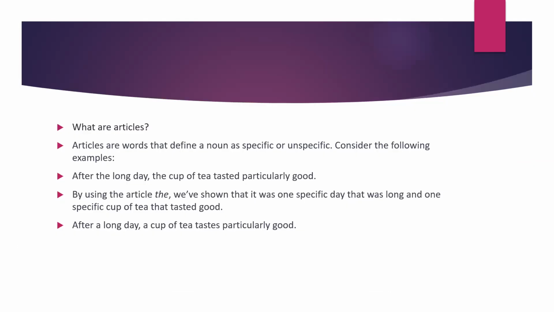What are articles? Articles are words that define a noun as specific or unspecific. Consider the following example: after the long day, the cup of tea tasted particularly good. So what is the article here? The. By using the article the, we have shown that it was one specific day that was long and one specific cup of tea that tasted good.